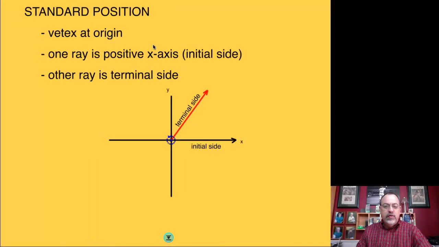Advanced Algebra, Chapter 13, Lesson 2. Going to look at coterminal angles in this video. Again, introduced in the pre-calculus class. Pre-calculus, Chapter 4, Lesson 3.